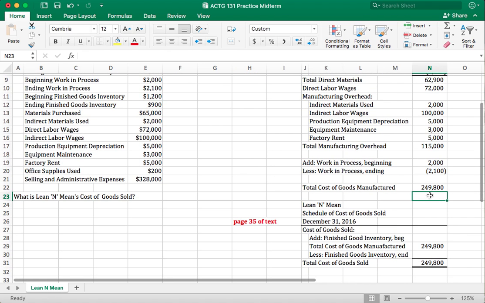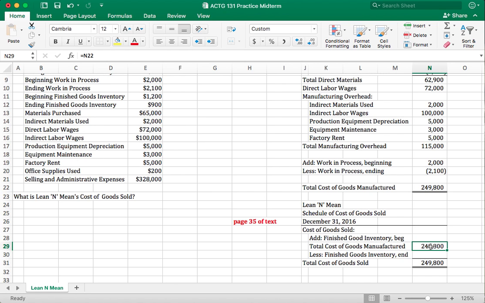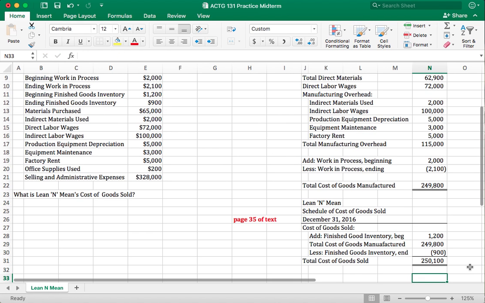Now that we have that number, you'll notice that in my formula, it pops right into my cost of goods sold. So again, this is on page 35 of your text. We begin with finished goods inventory. Here it is right here, beginning finished goods inventory. We add to it our total cost of goods manufactured, which we just calculated. And then we're going to reduce this amount by the ending finished goods inventory. So voila, there we go.